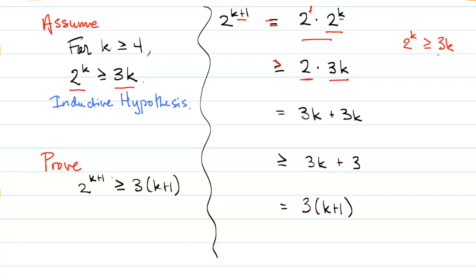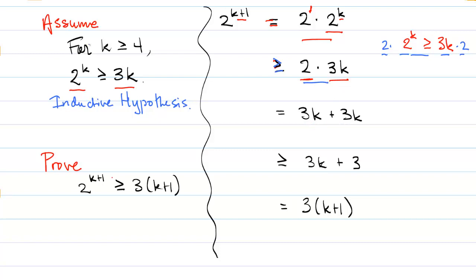Looking at it another way, we could start with the inductive hypothesis, which says that 2 to the k is greater than or equal to 3k, and multiply each side of this inequality by 2. Since the multiplier 2 is positive, the inequality will still be true, and so 2 times 2 to the k is greater than or equal to 2 times 3k, which is exactly the inequality that we have in this second step. The next step is an algebraic step. 3k plus 3k is equal to 2 times 3k.